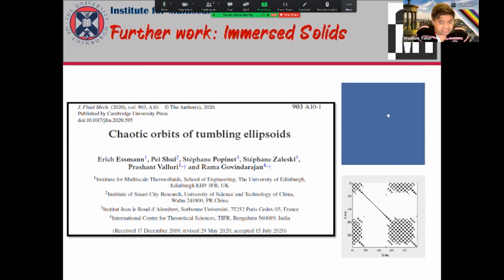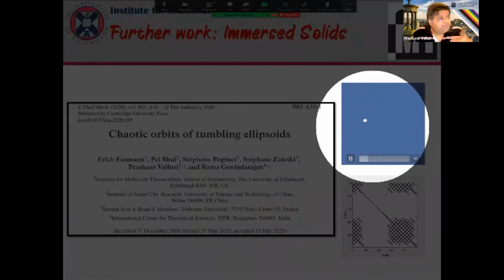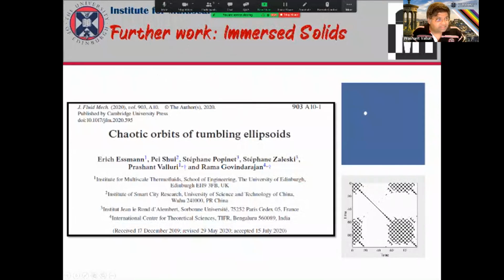In some cases, chaos is good. If you have these particles tumbling in a chaotic manner, they can help with your mixing. In some cases, they are not good, because if you're using the particles to measure something, then they will start interfering with your system. So that's when you need to be very careful.